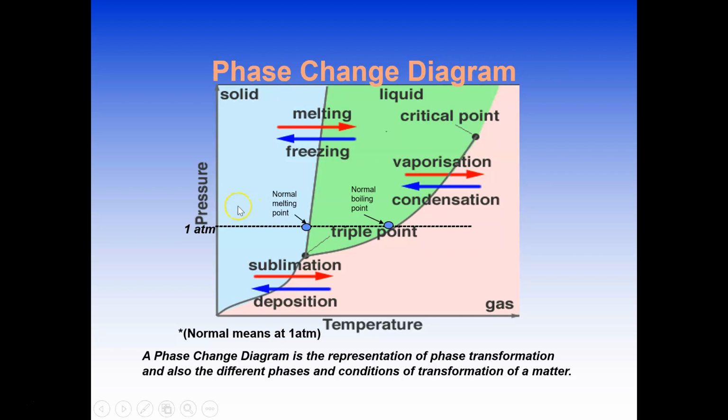Now at 1 atm of pressure, which is normal conditions, our pressure is typically about 1 atmosphere. Where 1 atmosphere crosses those lines, that's where we find our melting point, solid to liquid, and that's where we find our normal boiling point from liquid to gas. Once again, normal meaning 1 atmosphere, but melting could happen at different places if we change the pressure.